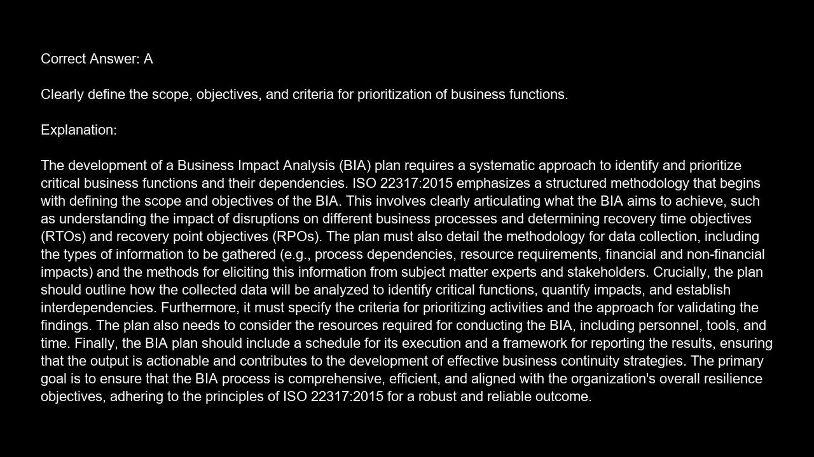The plan also needs to consider the resources required for conducting the BIA, including personnel, tools, and time. Finally, the BIA plan should include a schedule for its execution and a framework for reporting the results, ensuring that the output is actionable and contributes to the development of effective business continuity strategies. The primary goal is to ensure that the BIA process is comprehensive, efficient, and aligned with the organization's overall resilience objectives, adhering to the principles of ISO 22317, 2015 for a robust and reliable outcome.